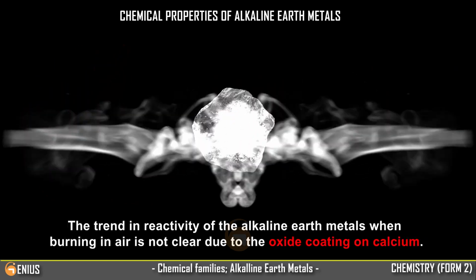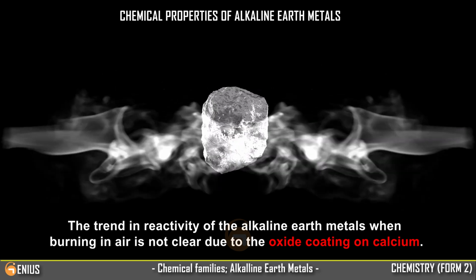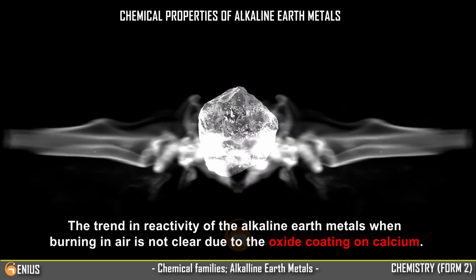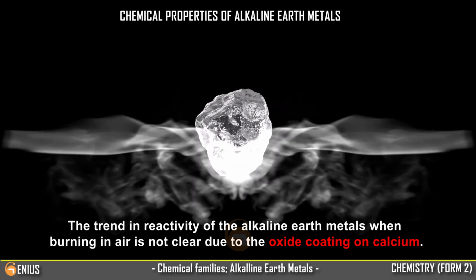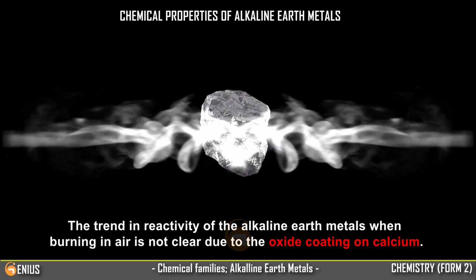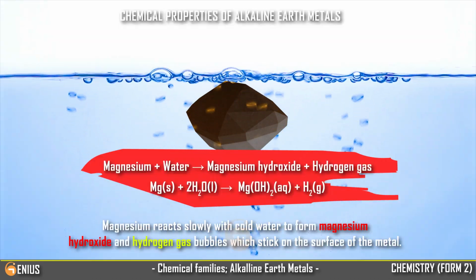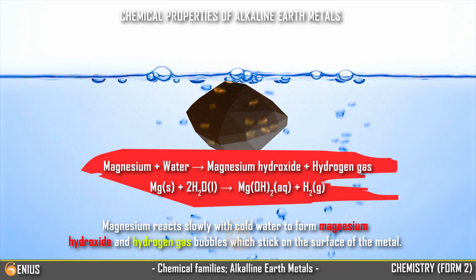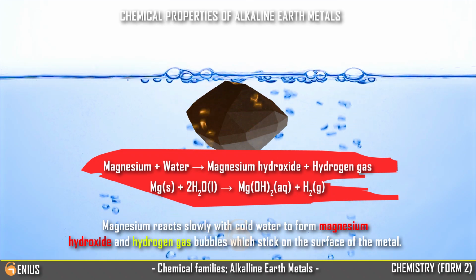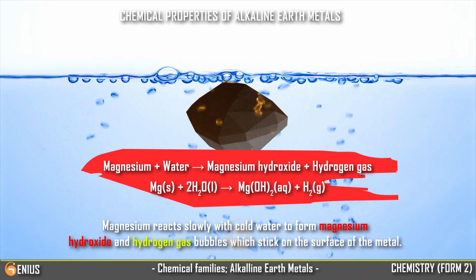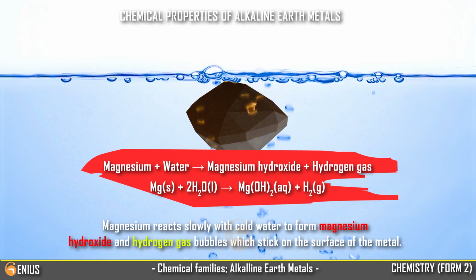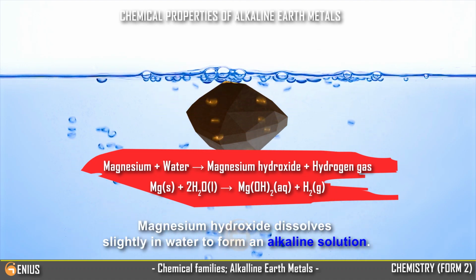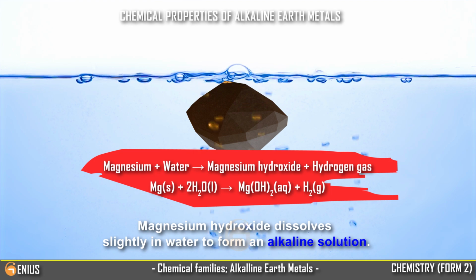The trend in reactivity of the alkaline earth metals when burning in air is not clear due to the oxide coating on calcium. Magnesium reacts slowly with cold water to form magnesium hydroxide and hydrogen gas bubbles, which stick on the surface of the metal. Magnesium hydroxide dissolves slightly in water to form an alkaline solution.